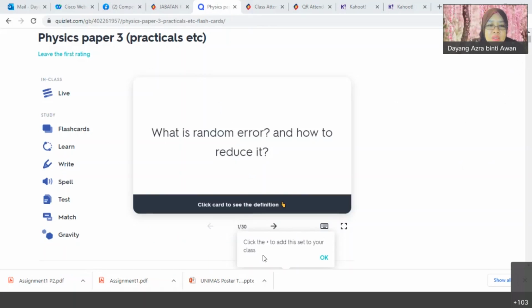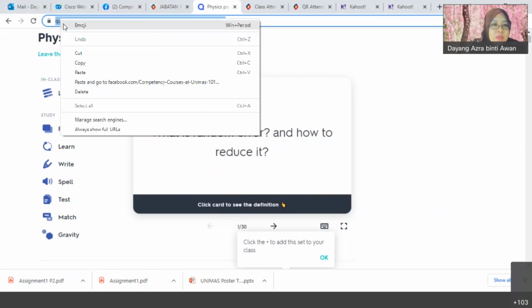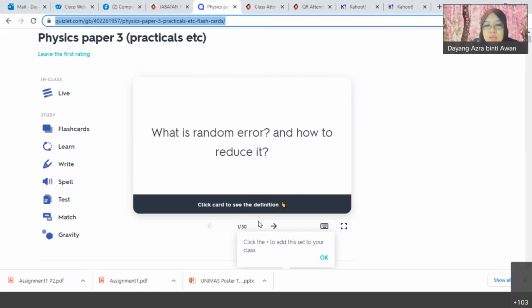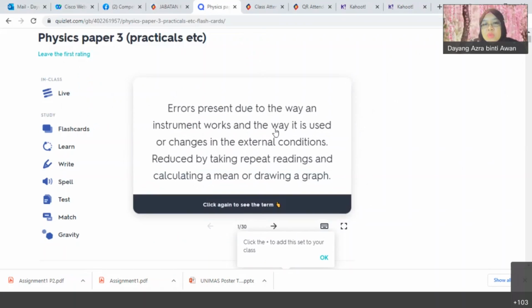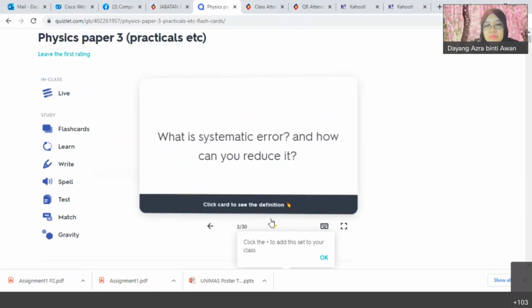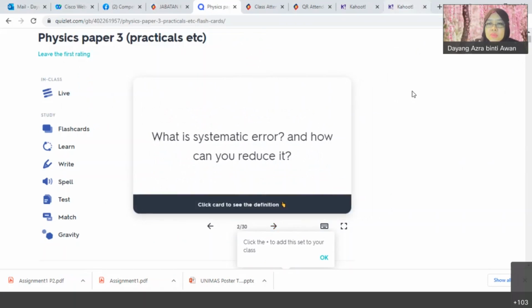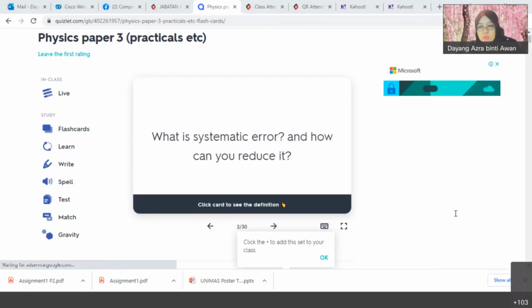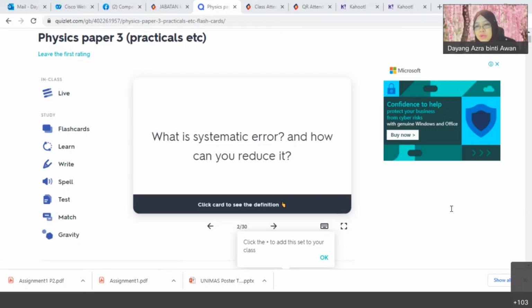So this one is just to show you. Basically, this is for extra reading. So what is random error? I will give you the link here so that you can find the detail. Error present due to the way an instrument works. You can find here what is systematic. Sometimes we have problem distinguishing between the systematic and all the types of error.